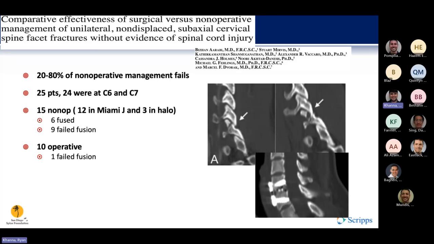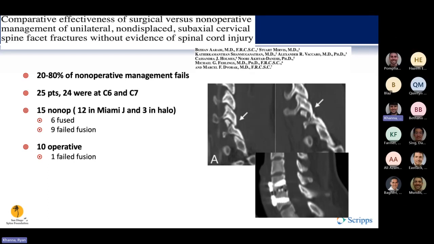Looking at a study, they looked at the effectiveness of surgical versus non-operative management of unilateral non-displaced subaxial cervical spine facet fractures. Most of these patients were taken to the OR after non-operative management failed. 96% of the patients were at C6, C7 in the subaxial spine. 15 of these patients were treated non-operatively and 10 were treated operatively. In the operative group, only one failed fusion, versus in the non-operative group, only 6 fused and 9 failed. So if there's any doubt, I think most of the time we're taking these patients to the OR to fuse them.